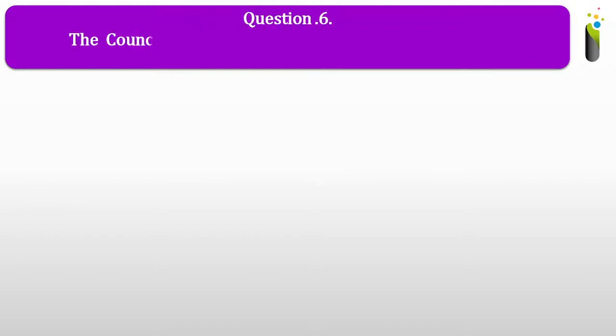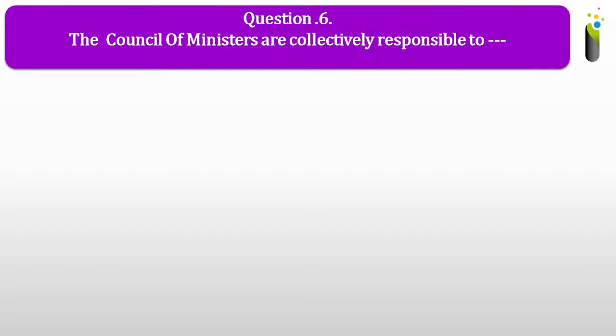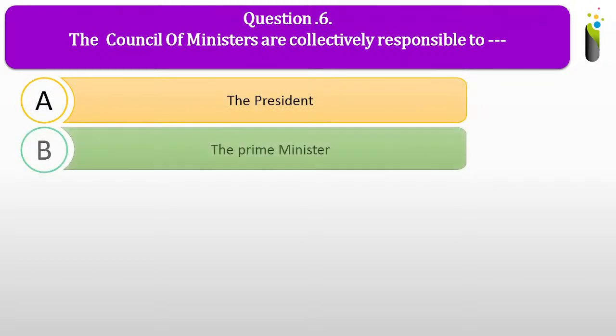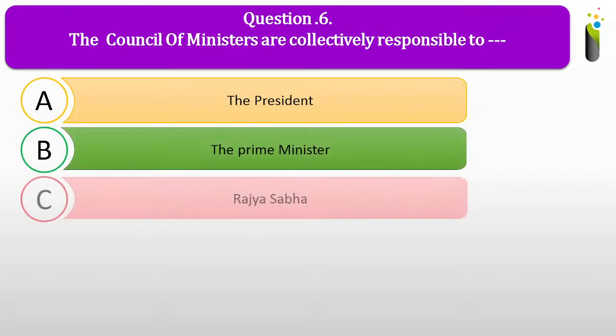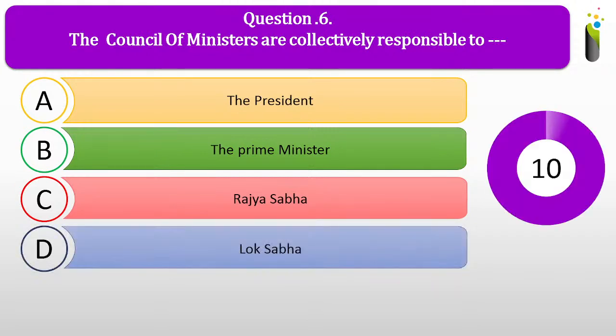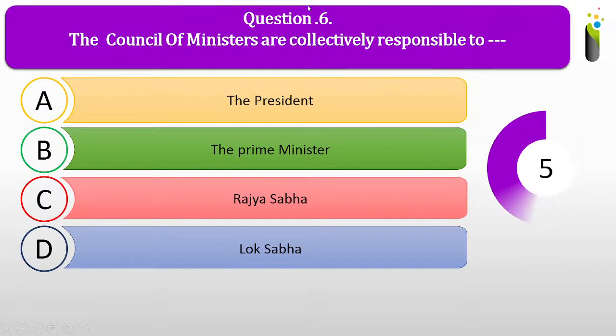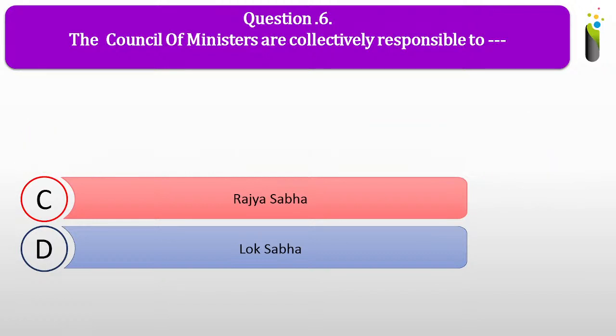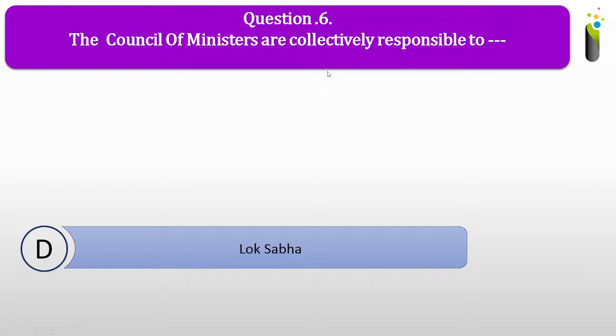Question number 6. The Council of Ministers are collectively responsible to dash. A. The President. B. The Prime Minister. C. The Rajya Sabha. D. The Lok Sabha. And the correct answer for this question will be the Lok Sabha. So the Council of Ministers are collectively responsible to the Lok Sabha.